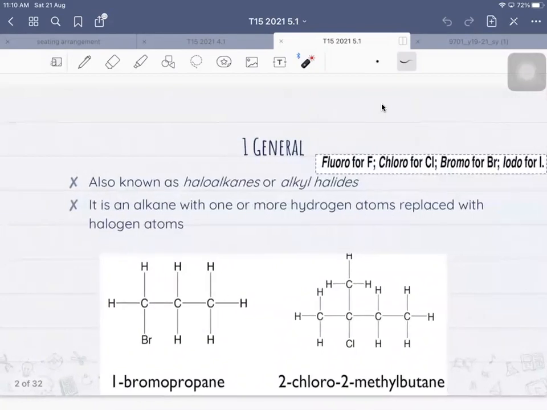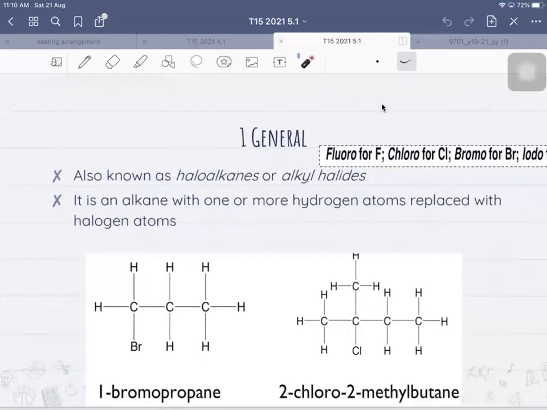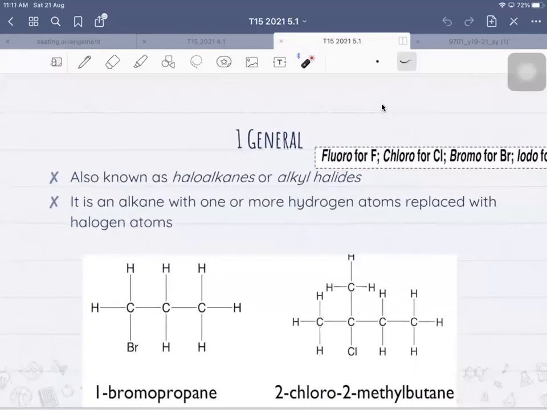Other names for halogenoalkanes, as I have mentioned, is haloalkanes, or you will see that sometimes they are also called alkyl halides. Okay, so halogens are your group 17 elements. Your fluorine, chlorine, bromine, iodine. So one way to easily spot your halogenoalkanes is when you have one of these halogens in a molecule. Basically, it is your alkane with one or more hydrogen atoms being replaced with halogens.